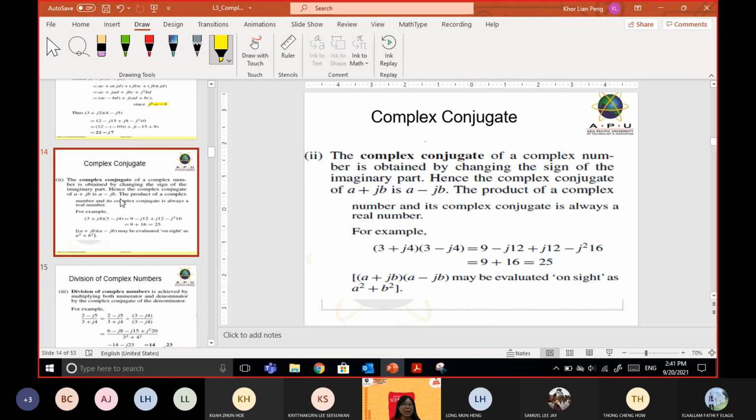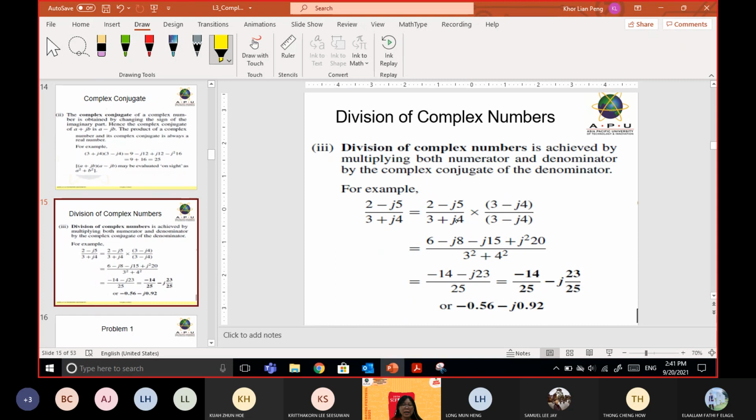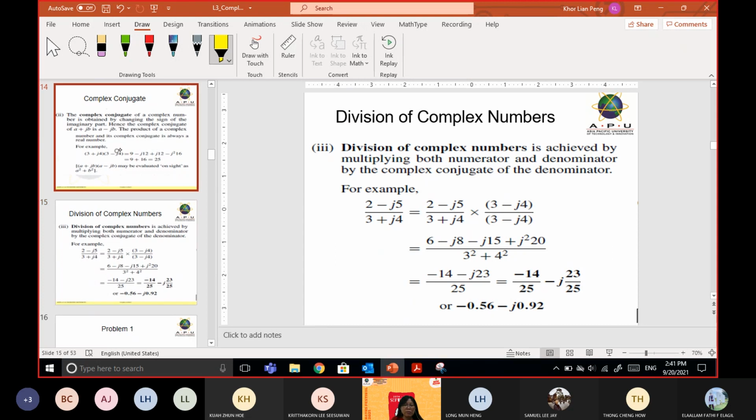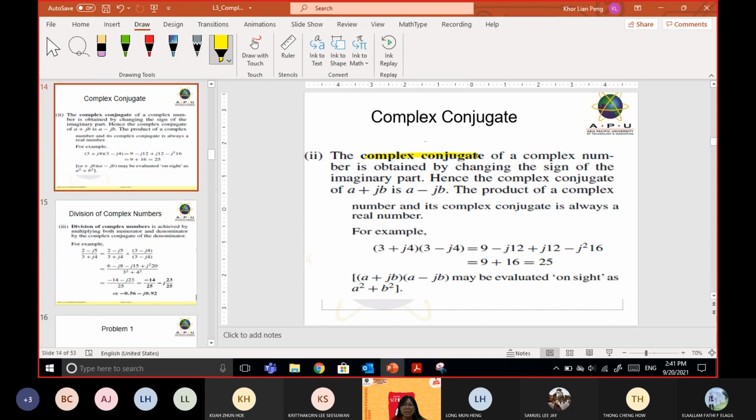When it comes to division, we need to multiply by the complex conjugate. Remember what a complex conjugate is? If you have 3 plus j4, the complex conjugate will be the same complex number but with the sign of the imaginary part inverted. If the imaginary part is positive, the conjugate will be negative; if it is negative, it will be positive.